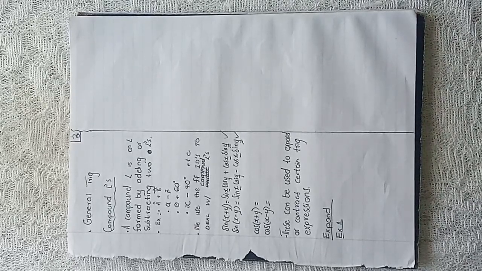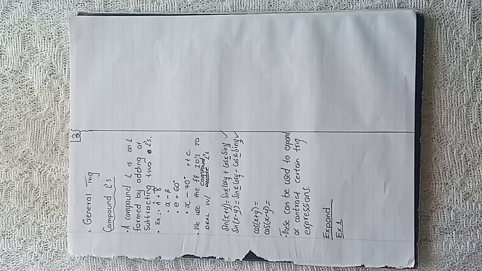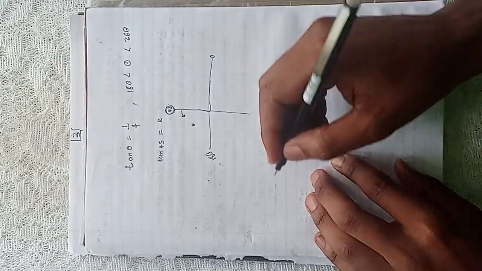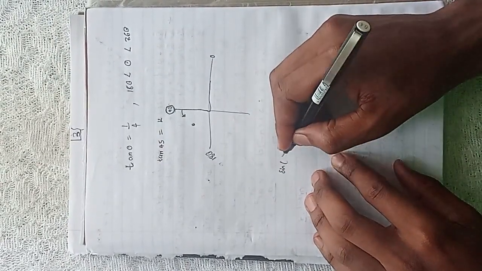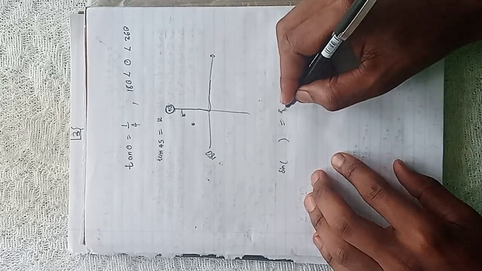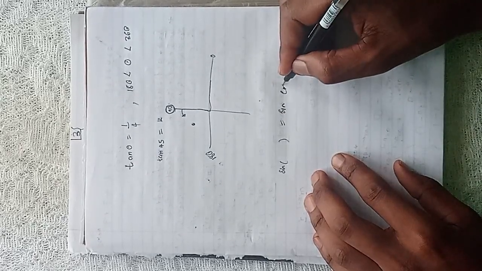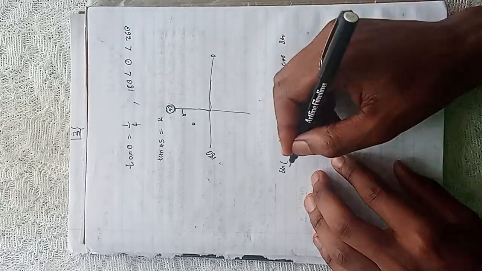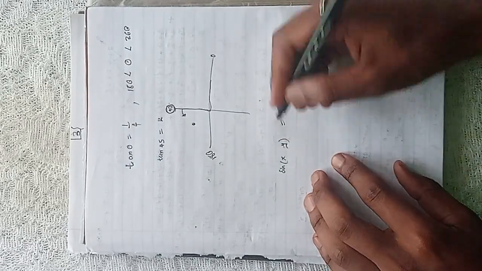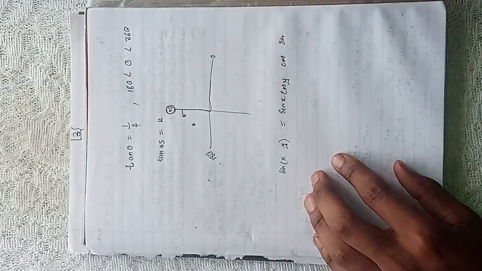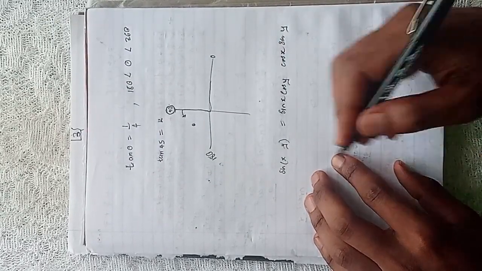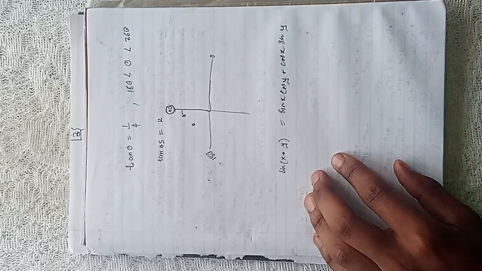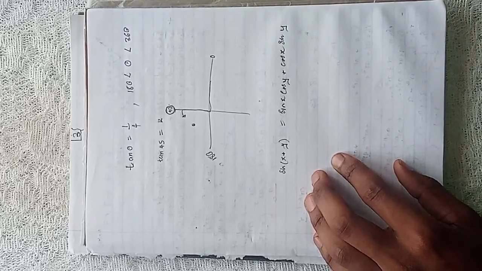To remember them easily, I like to say, for sine: sine, cos, cos, sine. If I have x here and y here, I'll have x here, y here, x here, y here. And if I have positive here, I'll also have positive here. It's sine, cos, cos, sine.